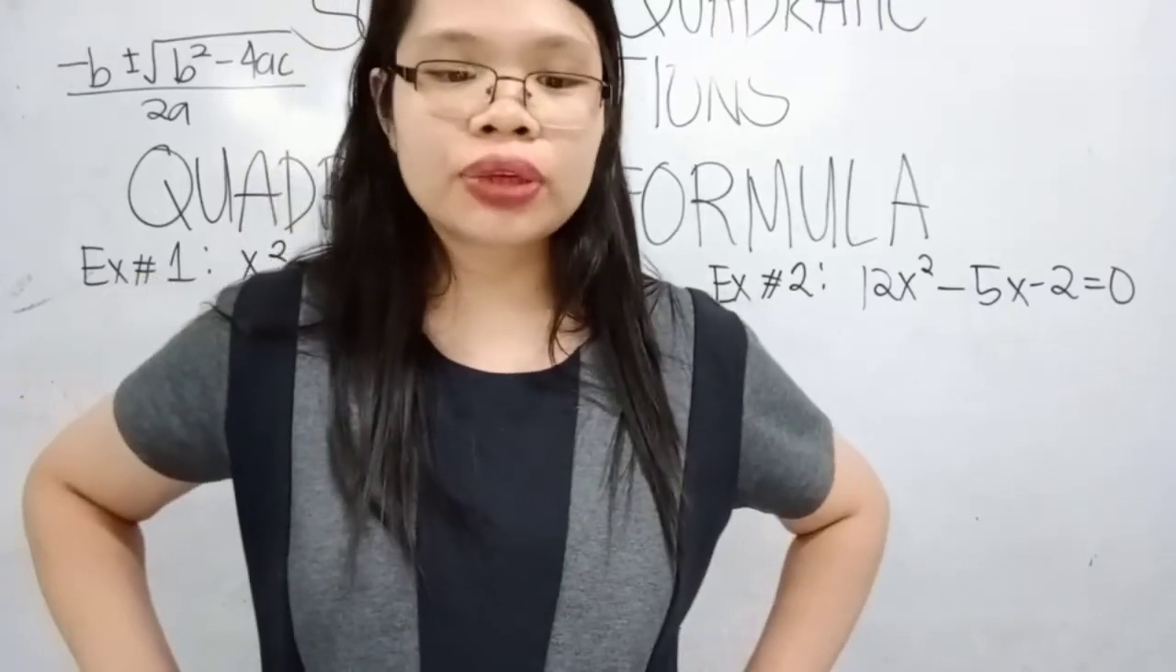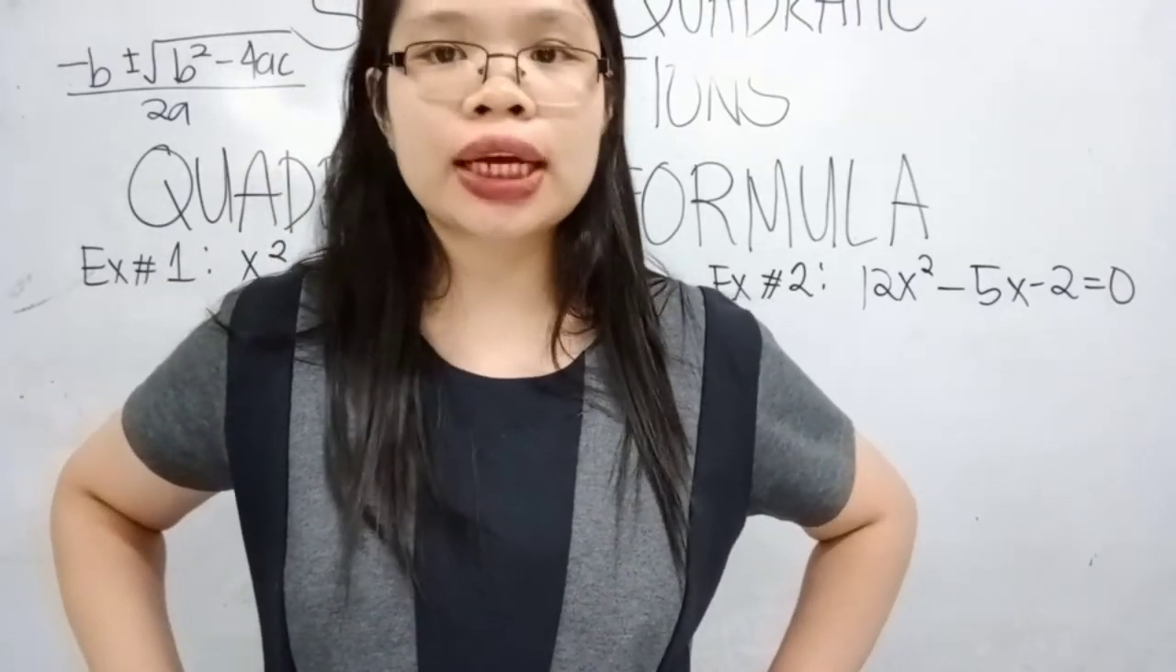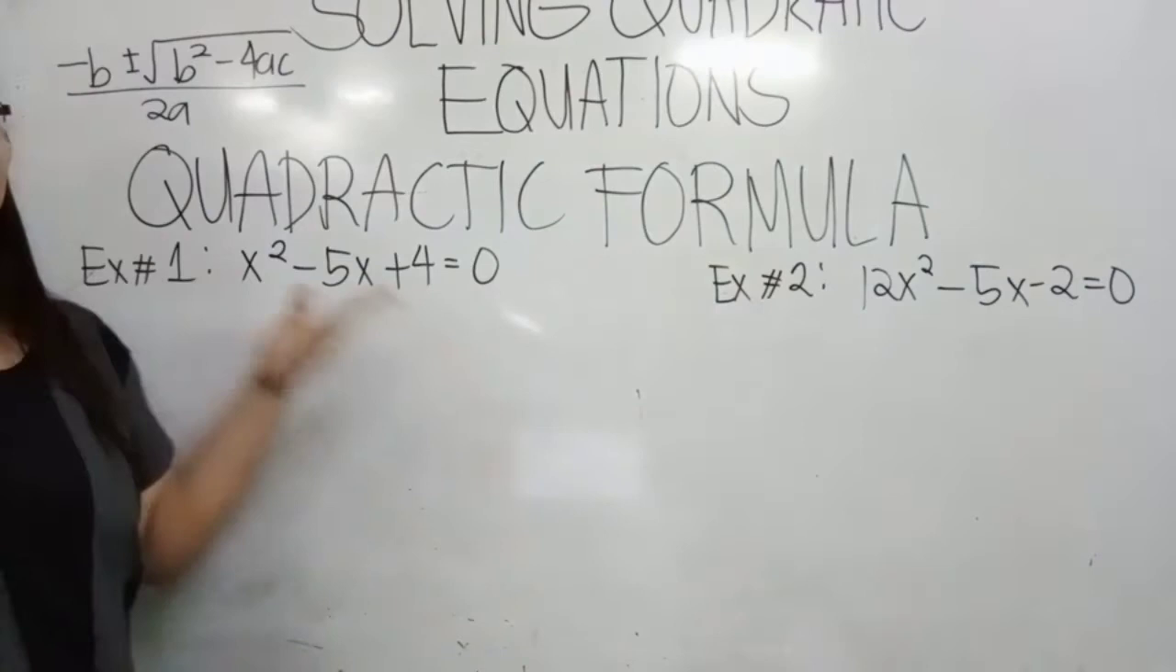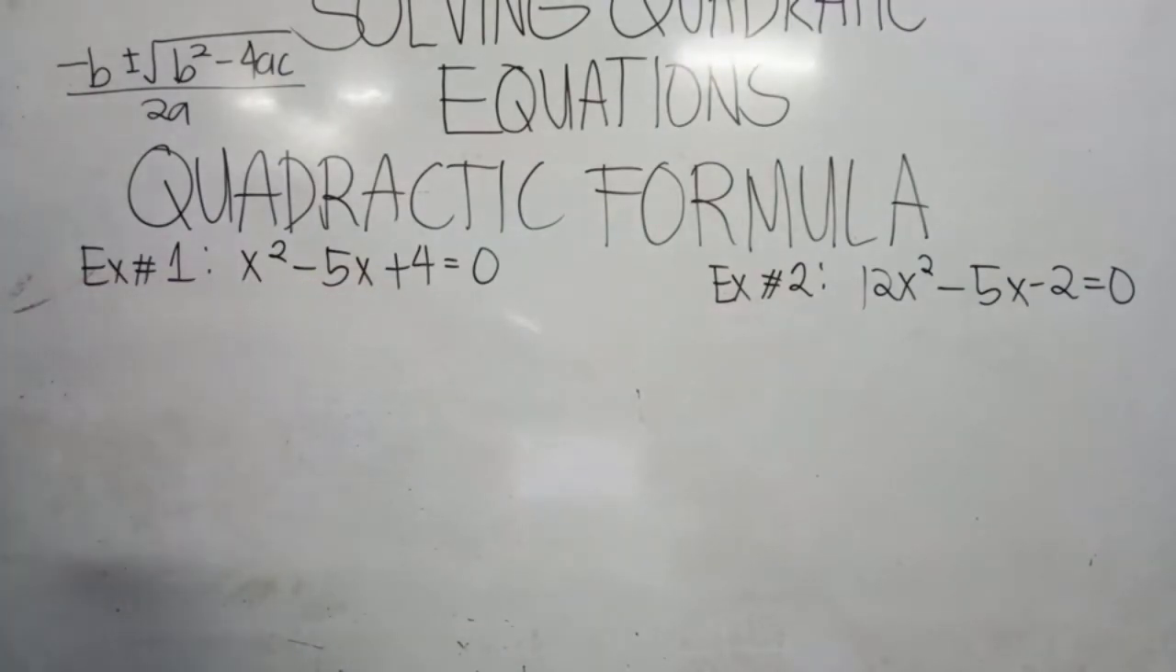We're done with our last topic, which is the quadratic formula. So we have the equation, which is negative b plus or minus the square root of b squared minus 4ac, all over 2a. That is what we will use in order to solve this quadratic equation.